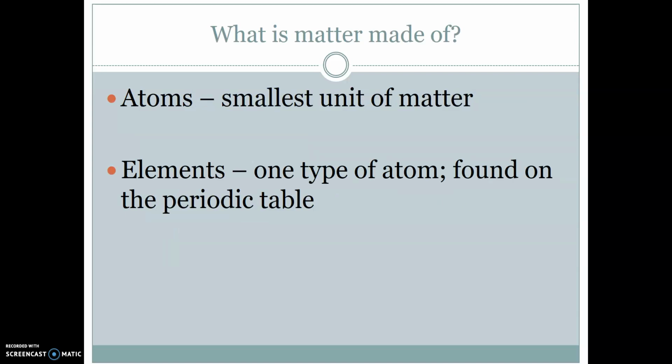So what is matter made of? Matter is made of atoms, which are the smallest unit of matter, and then elements, which are one type of atom. Elements are what we see on the periodic table. So elements would be oxygen, and the atoms would be oxygen atoms. So atoms are just one single thing. Elements would just be many atoms, all of the same type.